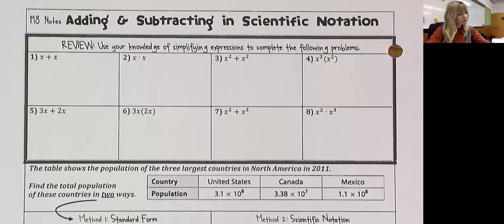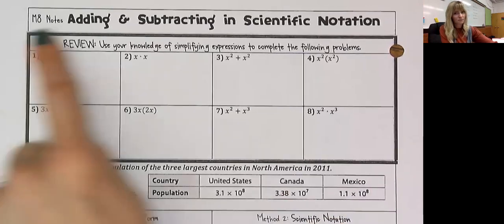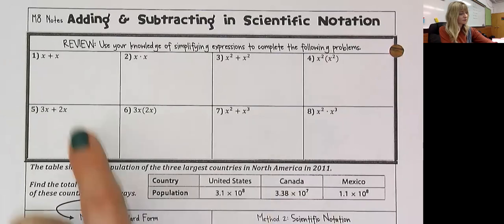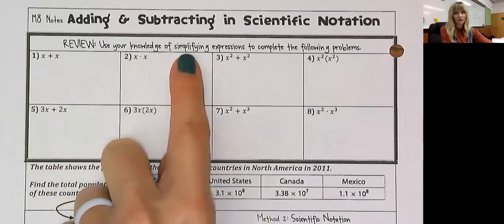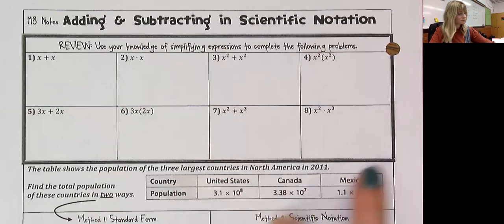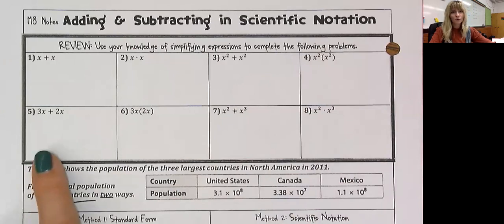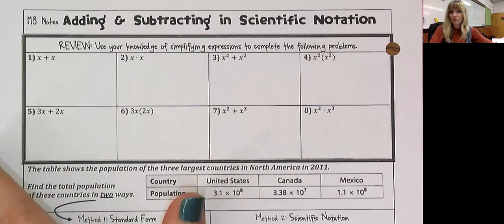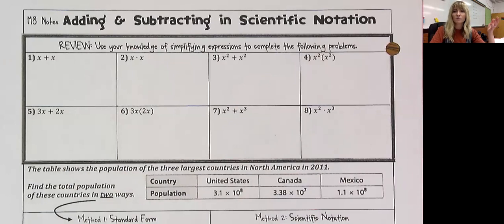Okay, so what you guys are going to do for me right now is this box right here. It says review. Use your knowledge of simplifying expressions, which you did a lot of in 6th and 7th grade. Use your knowledge of simplifying expressions to complete the following problems. Okay, so you're going to pause the video right now, and you are going to try, maybe use a pencil just in case you mess them up, or if you use a pen, that's okay. When you come back and look, you can just fix them, cross them out and fix them.